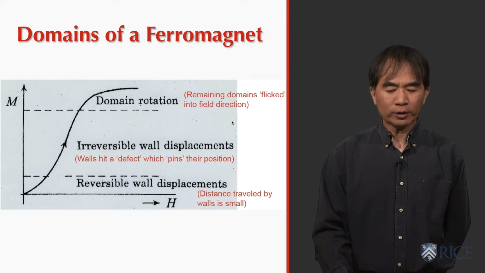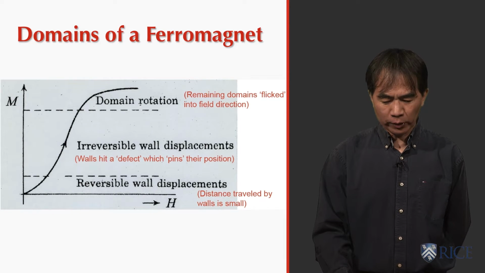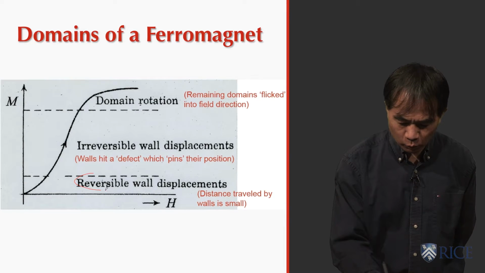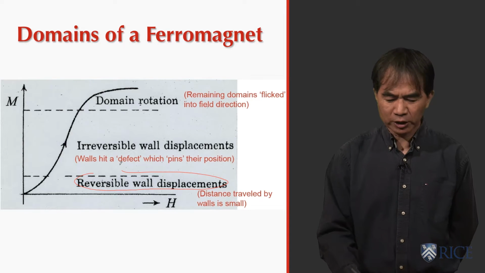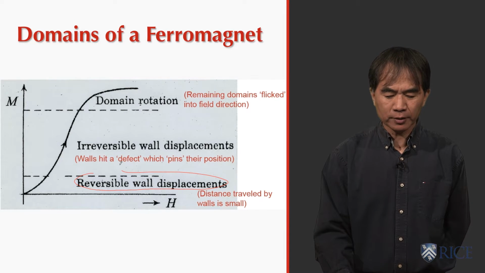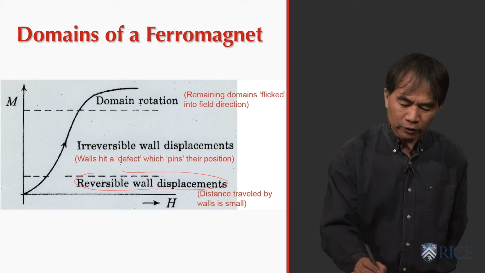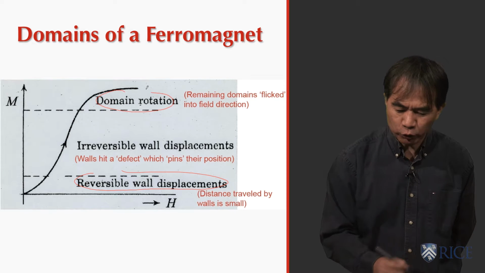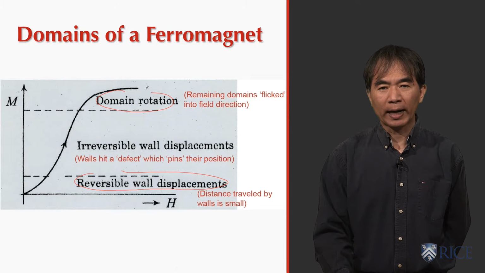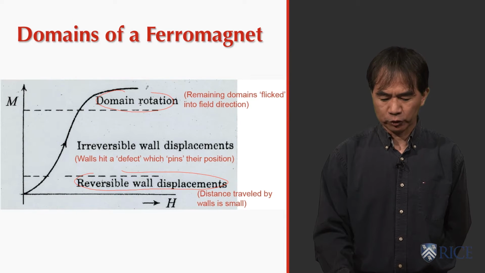So how do domains actually move? Initially, when you apply an external magnetic field onto the system, the domain moves in a reversible way. This is what we call the reversible wall displacement. As you gradually apply more magnetic field onto the system, the system becomes irreversible wall displacement, and then you finally have domain rotation, in which all the domains flip into the same direction. And that means in that case, all the moments are aligned along the field direction.